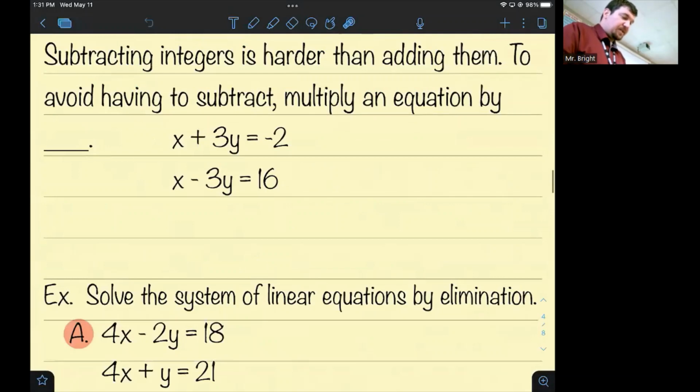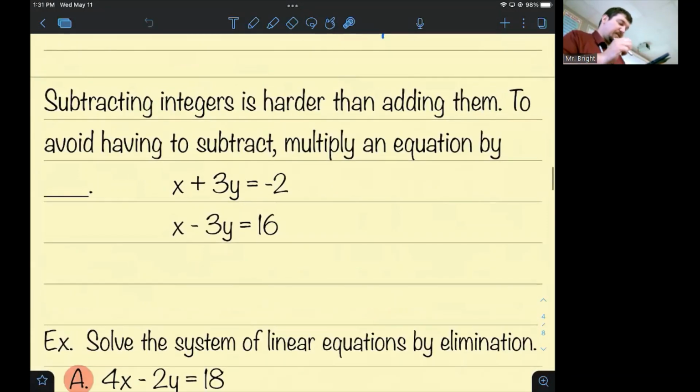All right. Subtracting integers is harder than adding them, especially mentally. To avoid having to subtract, multiply an equation by -1. If you were dead set on trying to get the x's to eliminate, but you didn't want to subtract, you could have multiplied one of the equations by -1 to make it -x, -3y, and +2. It's perfectly fine. Follows the golden rule. What you do to one side, you do to the other side. That equation is the same. And now you can eliminate the x's.